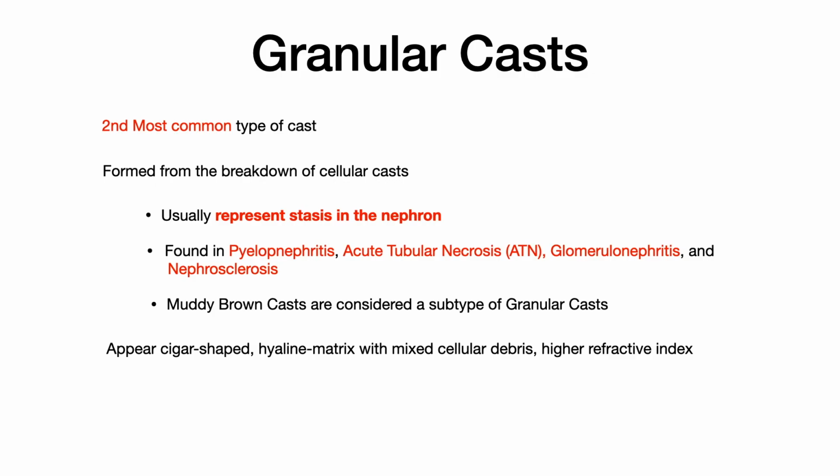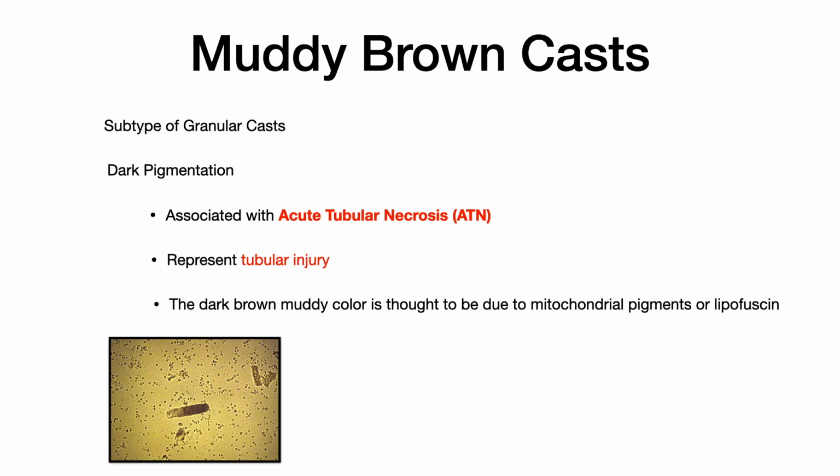As far as its appearance, it's cigar-shaped, it has a hyaline matrix with mixed cellular debris, and its refractive index is quite high. Again, I don't think you need to memorize anything here. Let's just talk about the important subtype of granular casts. That's the muddy brown casts. So this is a subtype, as I said, of a granular cast.